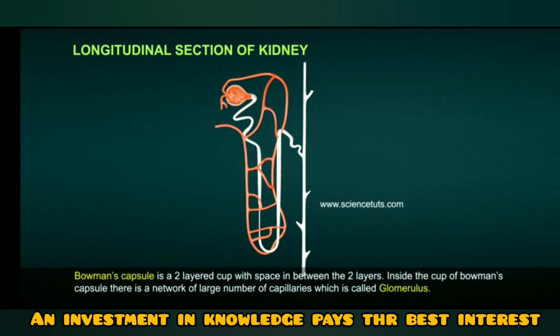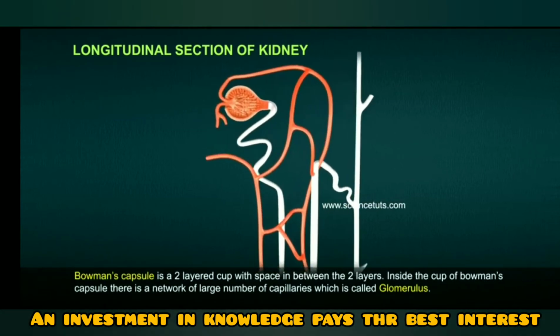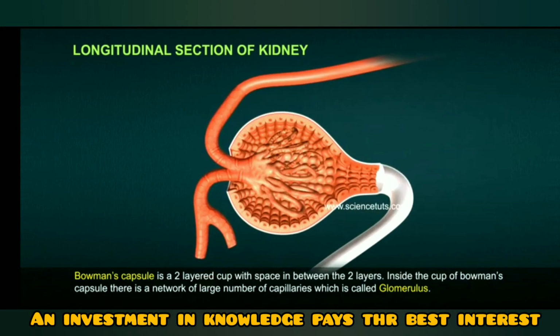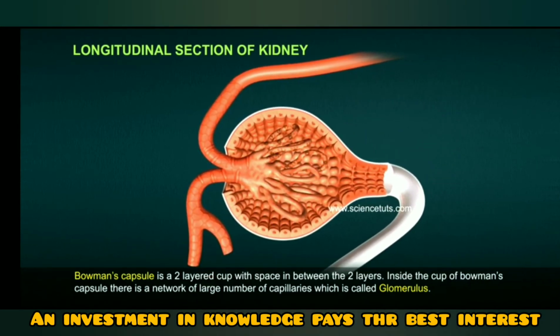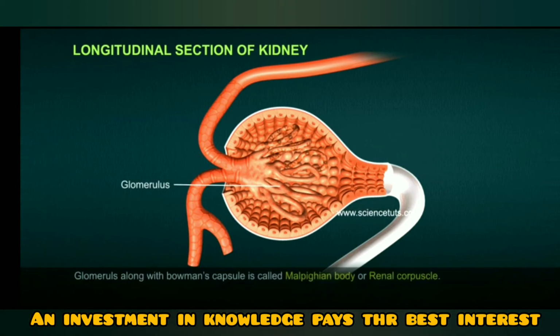Bowman's capsule is a 2-layered cup with space in between the 2 layers. Inside the cup of Bowman's capsule, there is a network of a large number of capillaries, which is called glomerulus. Glomerulus, along with Bowman's capsule, is called Malpighian body or renal capsule.